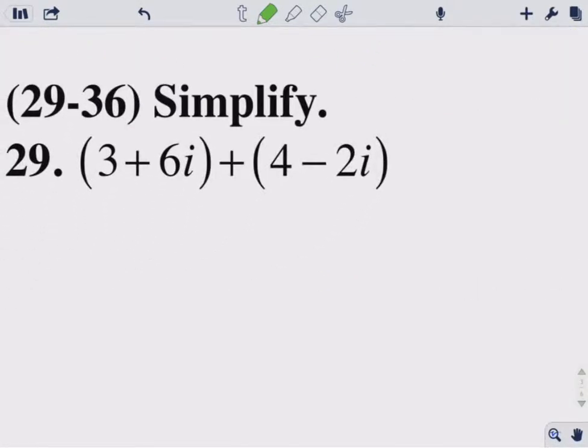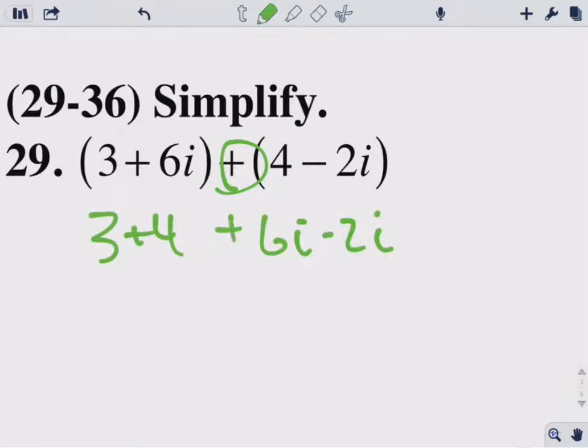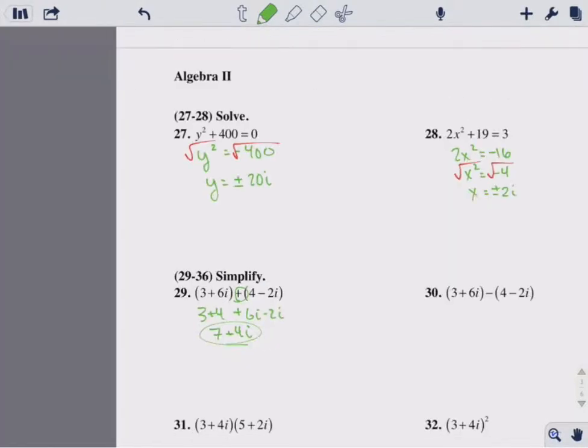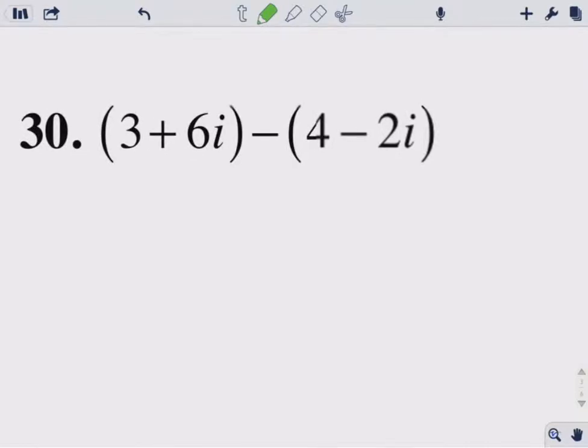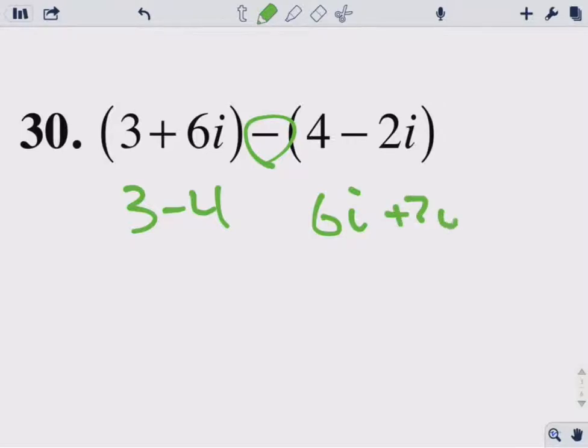Simplify. Pay attention to the signs we're adding here. So that's 3 plus 4, 6i minus 2i, so that's 7 plus 4i. Okay, pay attention there. That's 3 minus 4, 6i minus a negative 2i, or plus 2i. And we have plus, so it's negative 1 plus 8i.